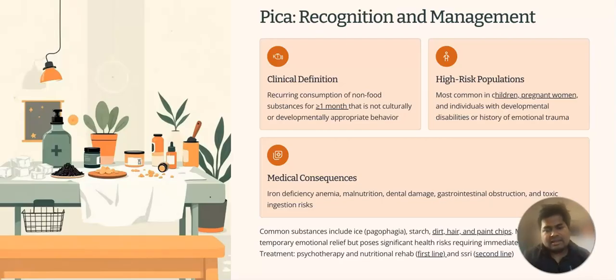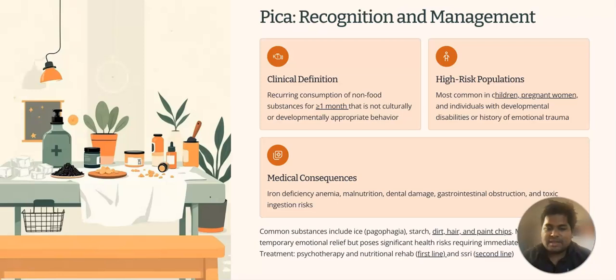So they develop malnutrition, dental damage, and sometimes gastrointestinal obstruction from taking in hair. Sometimes they take toxic things, so there will be toxic ingestion rates, and this condition is also associated with iron deficiency anemia. To make a clinical diagnosis, the person must be eating these things for more than 1 month, and this must not be a culturally or developmentally appropriate behavior for that individual.